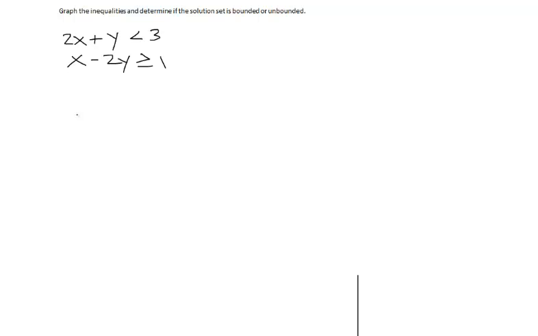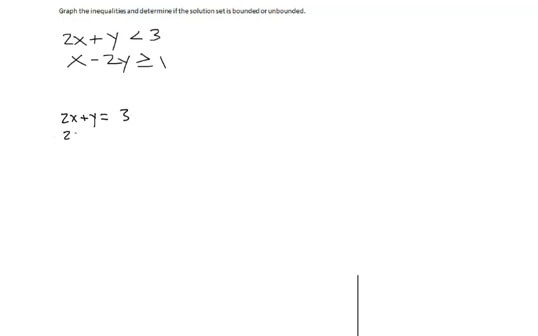In order to do that, we're going to simplify each equation a little bit, and I'm going to say 2x plus y is equal to 3. And here you have two choices. One, you can solve it for y and graph it using the slope and the y-intercept, or you can plug 0 in for y to find the x-intercept and 0 in for x to find the y-intercept, and plot the two intercepts and draw your line. So that's what I'm going to do.